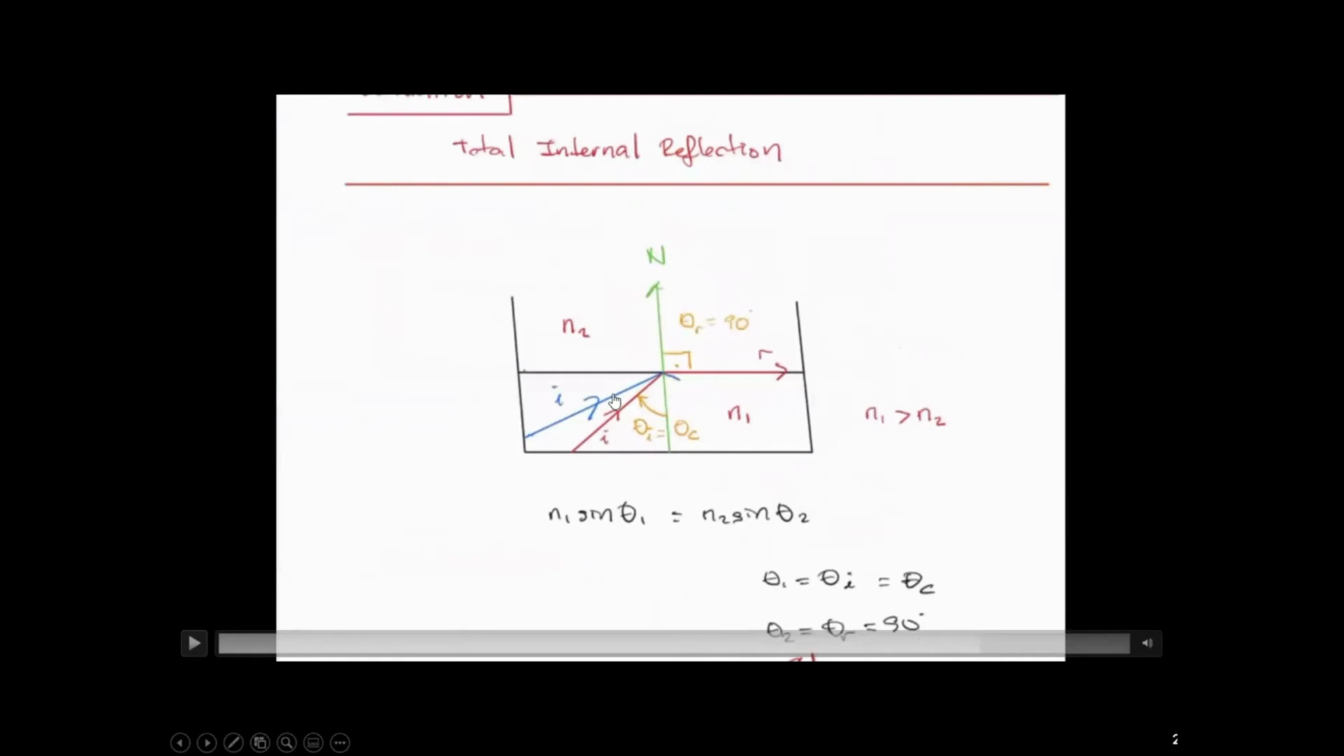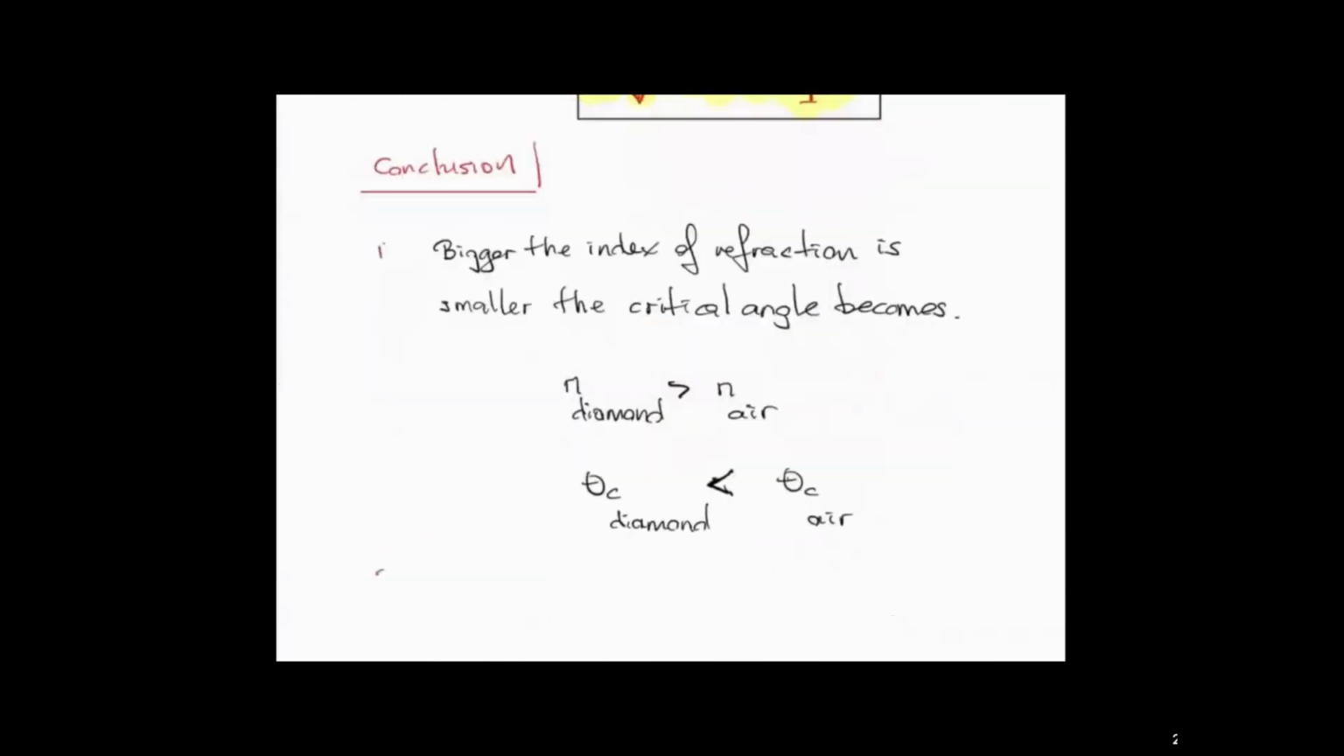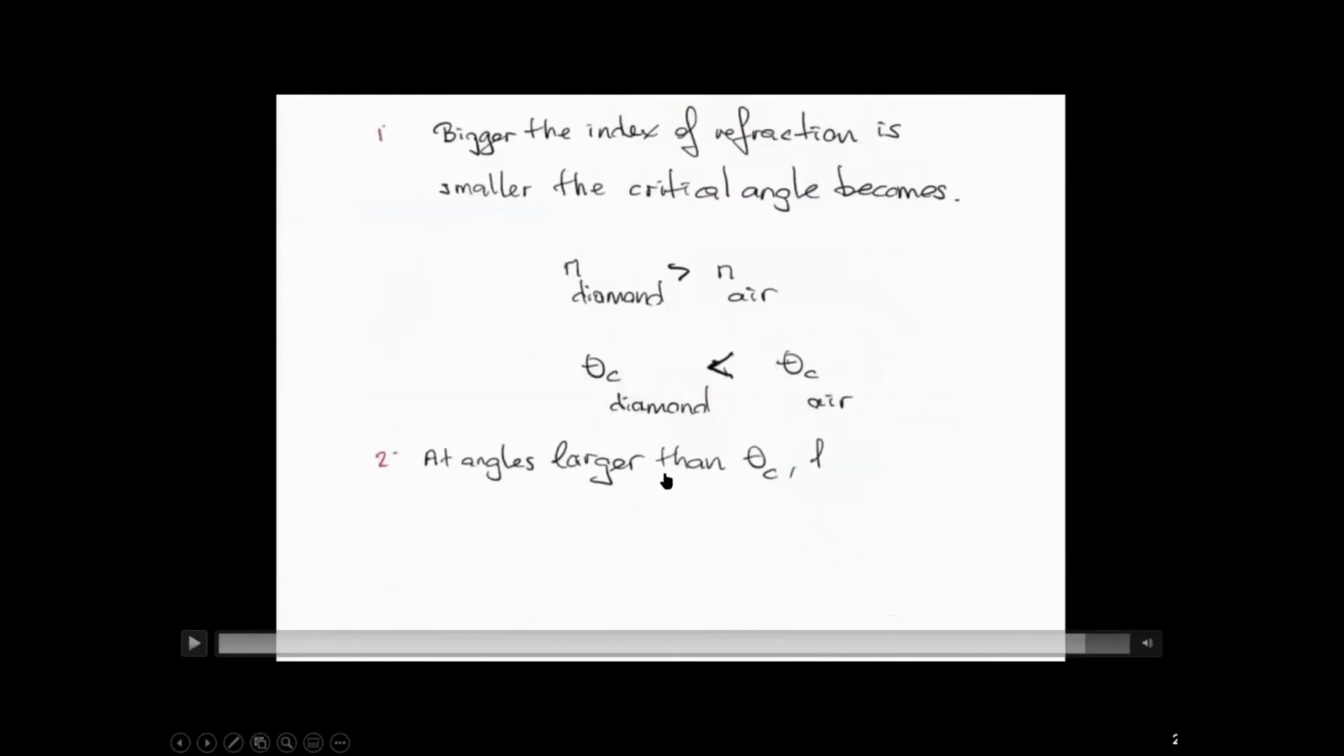So at angles larger than the critical angle, we will end up getting total internal reflection. So in this case, the angle of incidence will be the same as the angle of reflection. So angles larger than the critical angle are internally reflected.